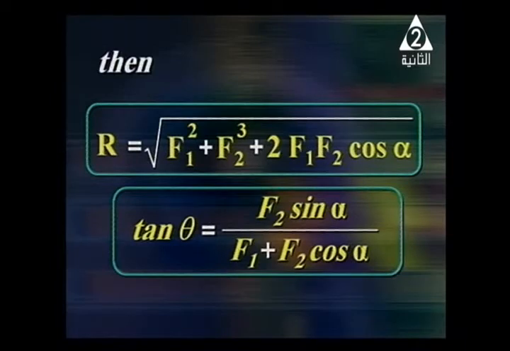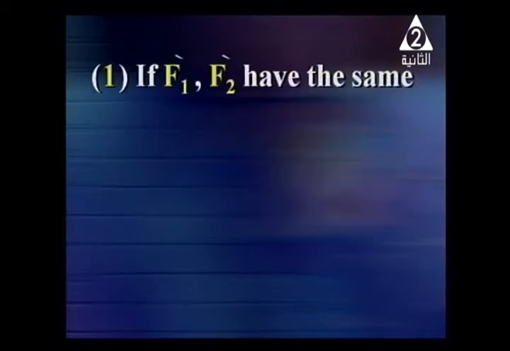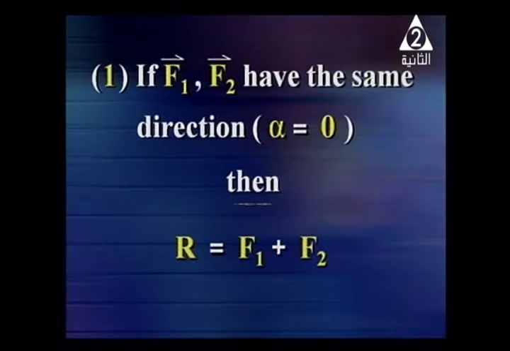Tan theta equals F2 sine alpha over F1 plus F2 cosine alpha. Remember, dear student, we have special cases. The first special case is if the 2 forces have the same direction, alpha equals 0. What do you mean? The angle between them equals 0. What do you deduce, dear student? R equals F1 plus F2.